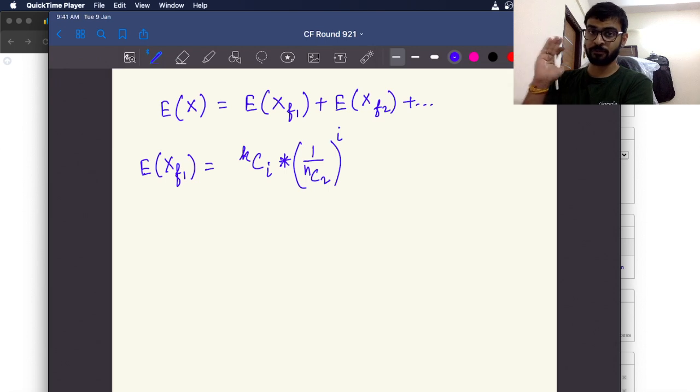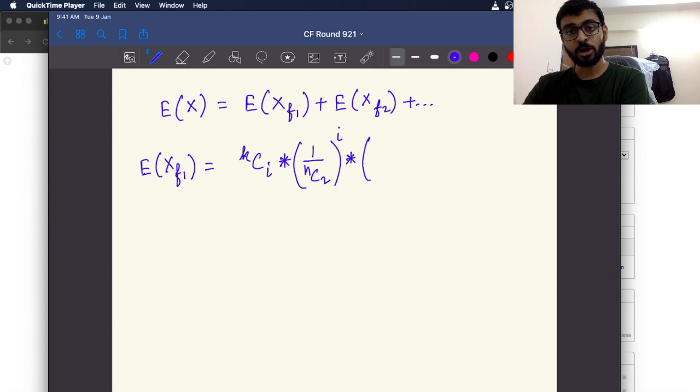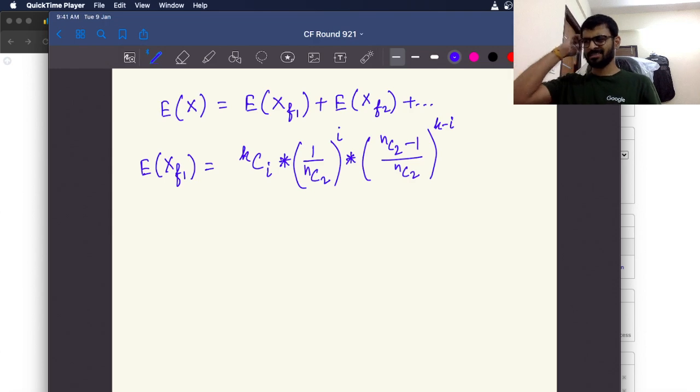So this is the probability of getting chosen i number of times, multiplied by not getting chosen the remaining times: (nC2 minus 1) divided by nC2, to the power k minus i, the number of times we are not getting chosen. I think this is called the binomial probability distribution. So this is the probability of this pair being chosen i times.